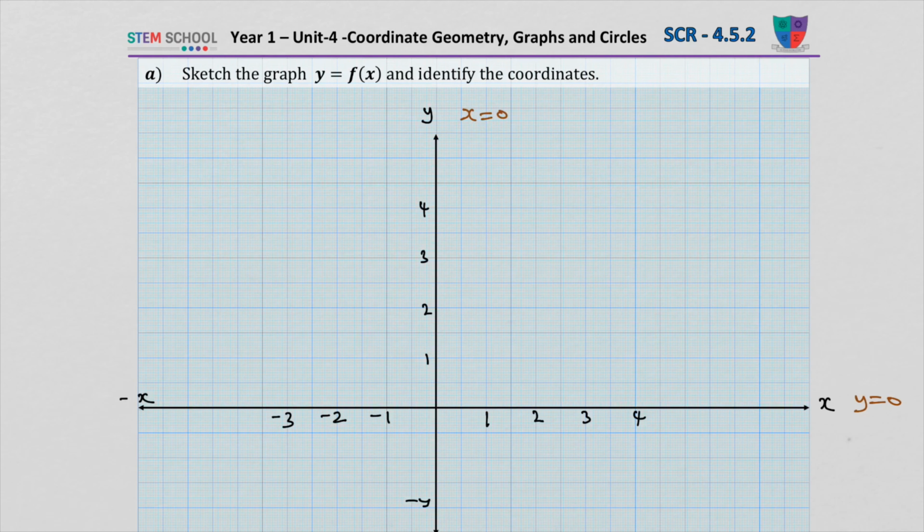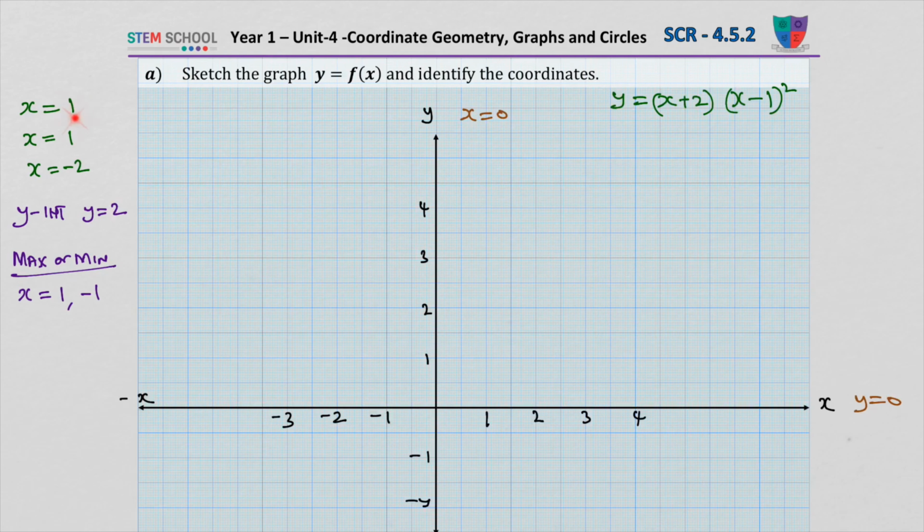Now to sketch the graph. This is the y-axis. The equation of the y-axis is x equals 0. This is the x-axis. The equation of the x-axis is y equals 0. So these are the coordinates. These are the values of x where the graph crosses the x-axis. This is the y-intercept, y equals 2. One of these is a maximum, the other is a minimum. We'll find out in a minute.